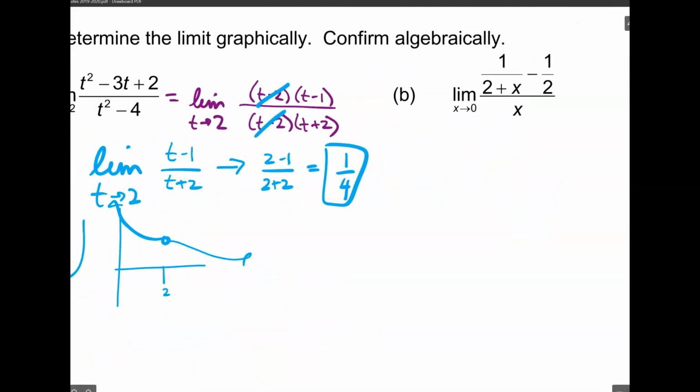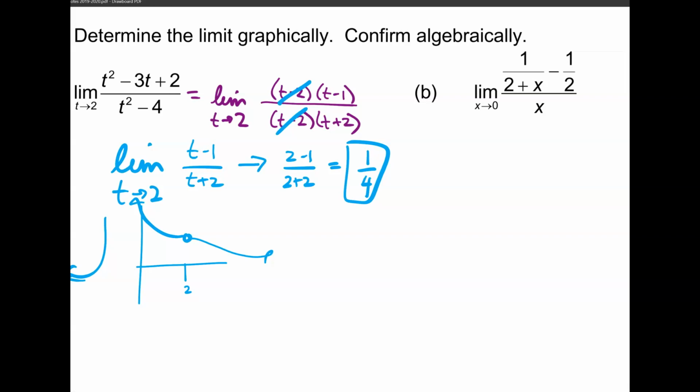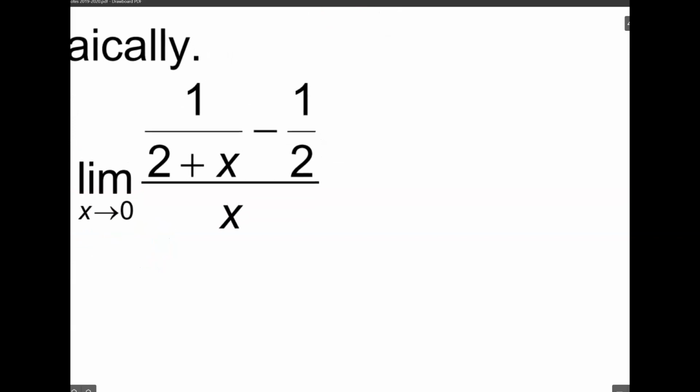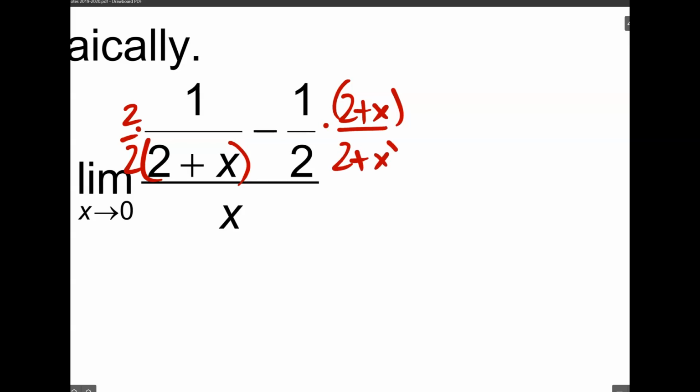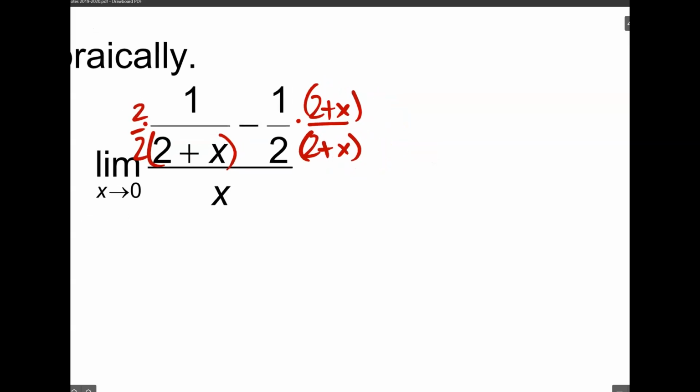All right, ready to try the next one? Cool. So this one's trouble, because right away, if I plug in 0, I'm dividing by 0. That's not good. Let's see if we can simplify this at all. First, I'd like to simplify the numerator. I see I'm subtracting 2 fractions, so I need to make sure I have a common denominator. I multiply the left one by 2 over 2, and the right one by 2 plus x over 2 plus x. I will now have a common denominator of 2 times 2 plus x.